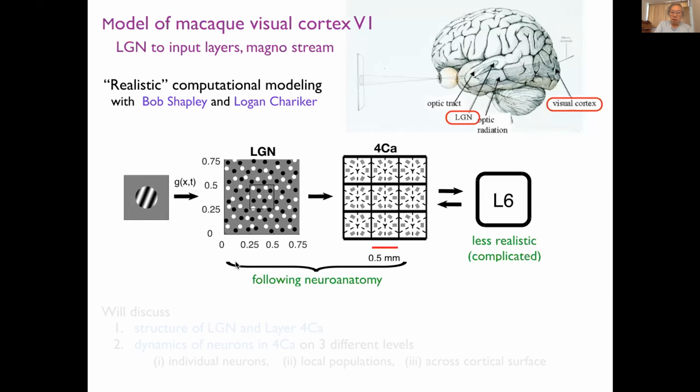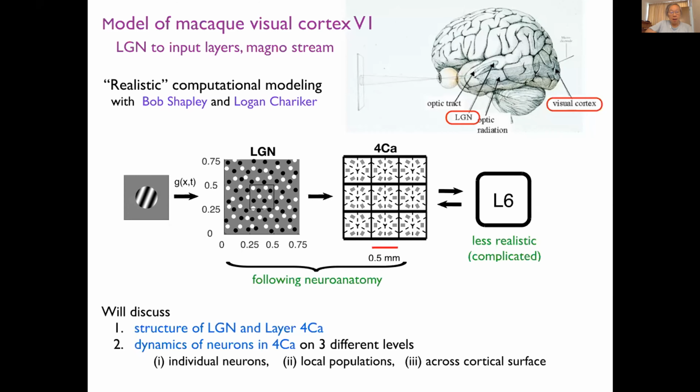So now both LGN and 4C alpha are modeled fairly realistically, meaning that we follow neuroanatomy in every way that we can as far as the network neurons and structure goes. Layer 6 is very complicated. It has a very large variety of neuron types, and also interacts with other parts of V1. So we're not able to model that realistically. But in any case, the main object of interest are these two parts, LGN and 4C alpha. Now, I cannot really leave out layer 6 because layer 4C alpha gets feedback from it, so it has to be there.